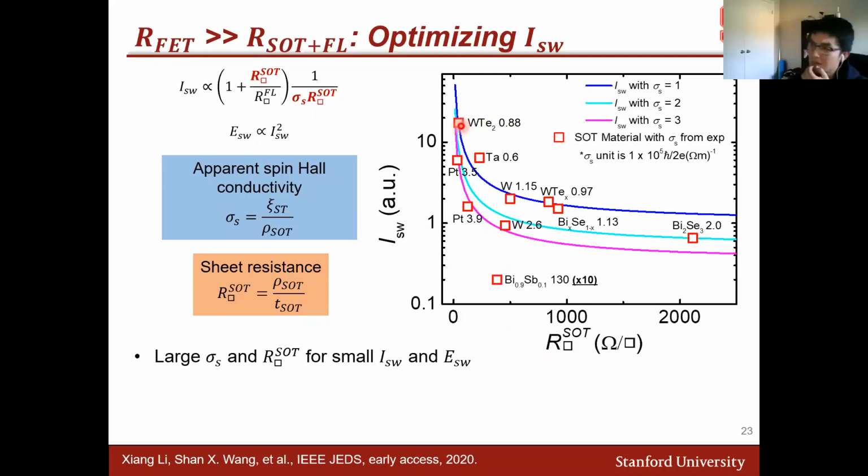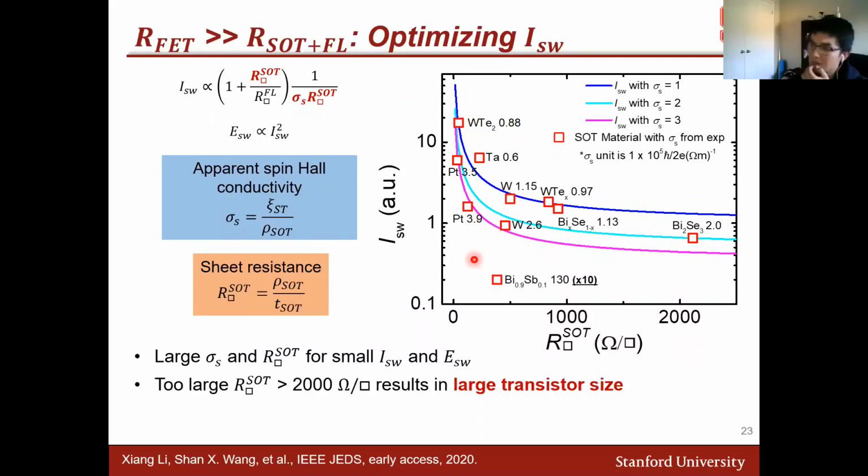So when you have a larger sheet resistance, you have a lower switching current by this equation. And also when you have a higher spin Hall conductivity, this parameter here, you also have a lower switching current. Okay, so this is pretty reasonable in the physics picture.